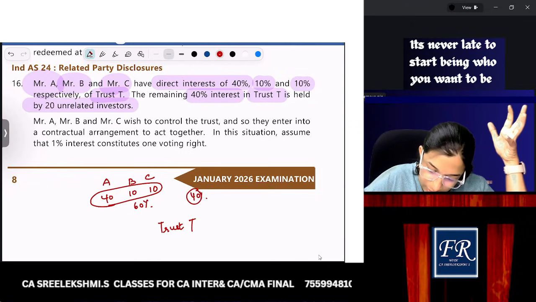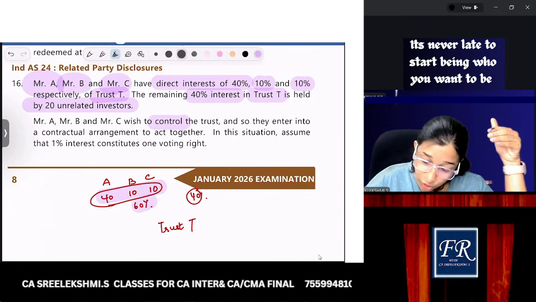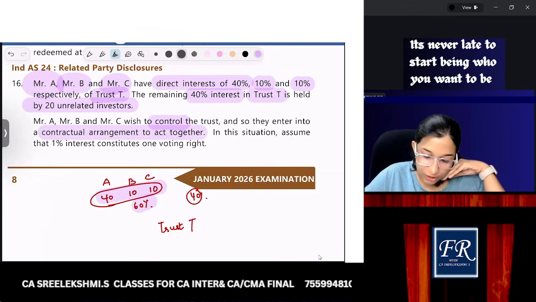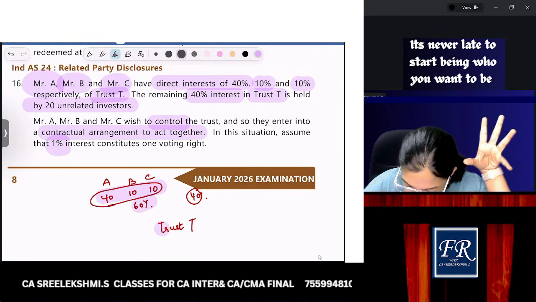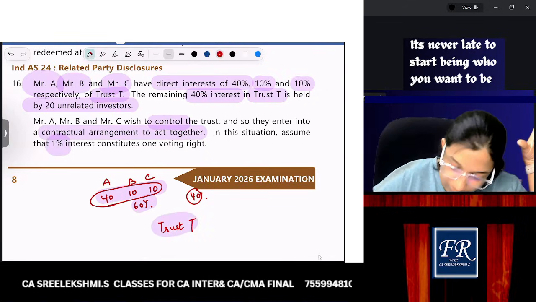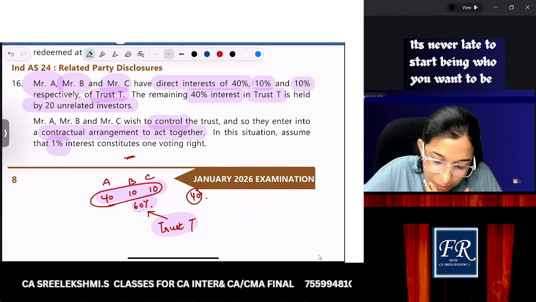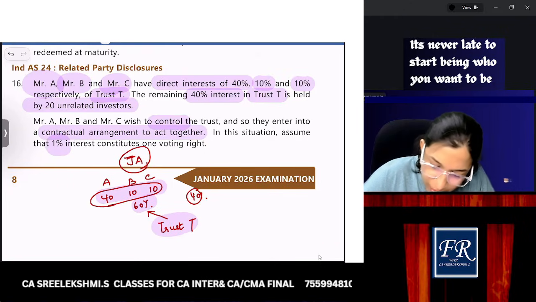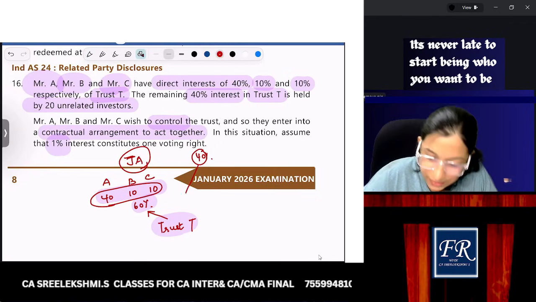Mr. A, B, C wish to control. They can control because together they have 60%, so they can control the trust, and they enter into a contractual arrangement to act together. In this situation, assume one person's interest constitutes one voting right. So in the trust, 60% is held by ABC, and they formed a contractual arrangement, meaning a joint arrangement, to control the trustee, and the 40% is held by another set of investors.